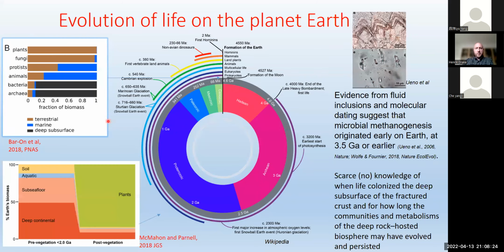And if we look back in time, there are models that suggest that before land plants took over in terms of biomass, which is completely dominating now, deep environments, deep continentals and subsea floor held most of Earth's biomass. So most of this wheel of life is actually from superficial or marine seabed environments. Whereas deep down in the crust, there is very scarce or actually no knowledge of when life colonized these deep subsurface settings, and what kind of metabolisms dominated and for how long it has been like this.